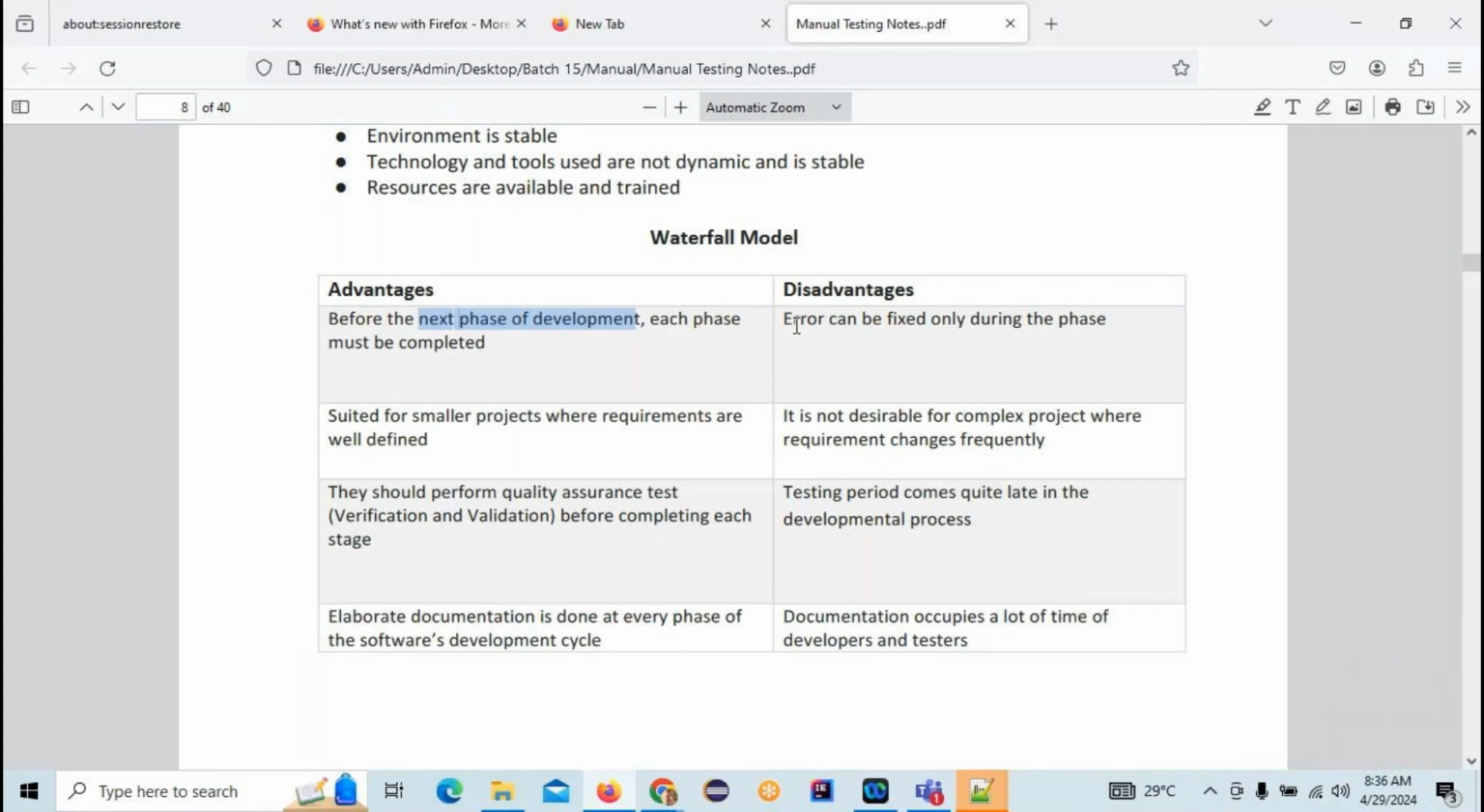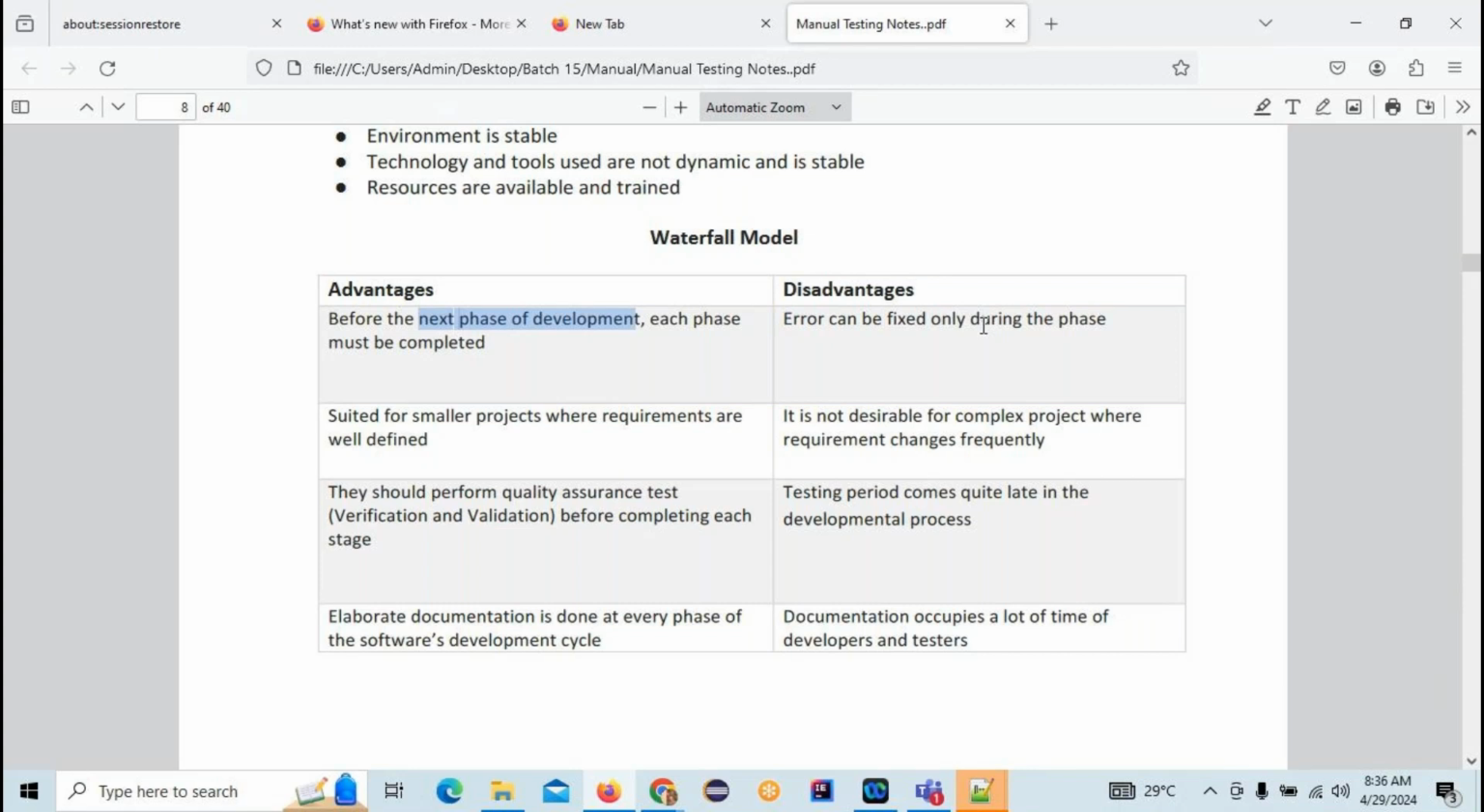These are the advantages. But the disadvantages: errors can be fixed only during the phase. For example, you want to make changes in the coding. If you are in the coding phase, then only you can make changes in the coding phase. Once you come to the testing phase, if you want to make any changes in the coding phase, it's not possible. You are not able to go back to the previous step. Like a waterfall, if water falls from the first step to the second step, is it possible for that water to go back from the second step to the first step? It's not possible. Is it or not? Getting it?